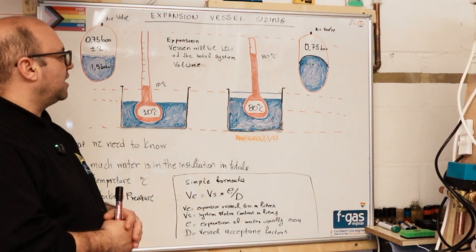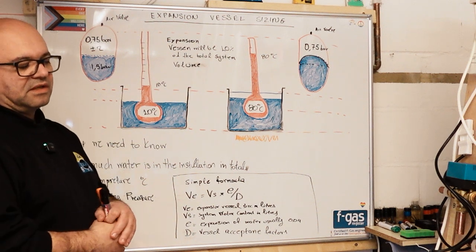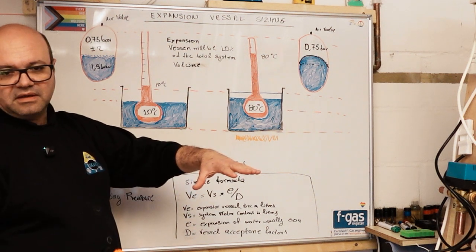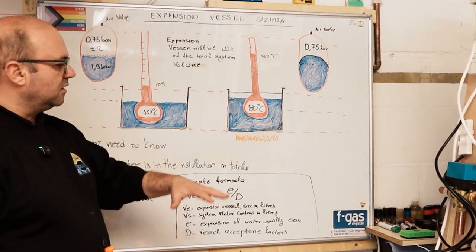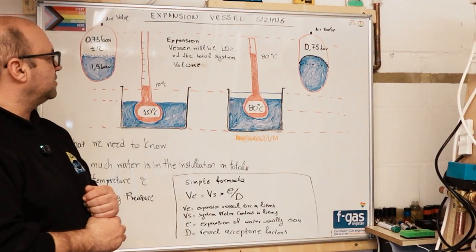or you can use two expansion vessels in parallel. If we, for example, go to a commercial installation and we have 600 liters, we can use a big expansion vessel, or we can use a lot of expansion vessels in parallel.